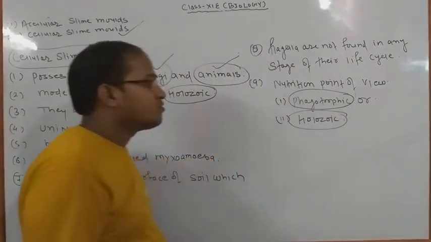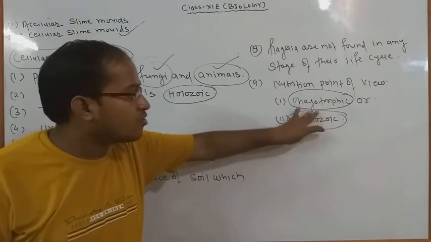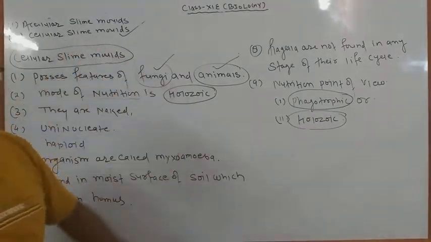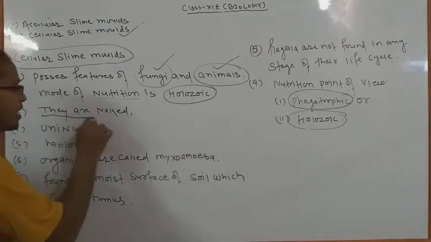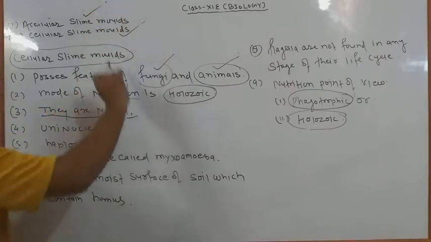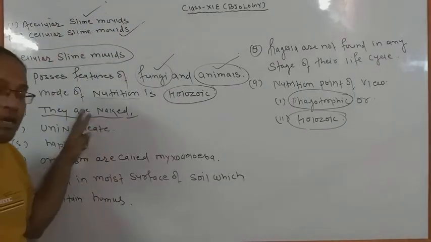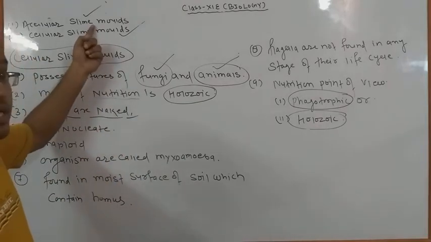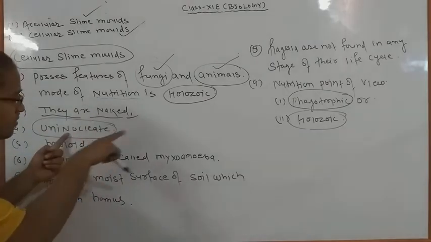I have already told you, by watching my previous video, about the phagotrophic and holozoic mode of nutrition which takes place in cellular slime molds. Now next we have to discuss that they are also naked, in comparison to acellular slime molds. Cellular slime molds are also naked, and they are also naked. But the major difference is that one is multinucleate and the other is uninucleate. Uni means one, nucleate means nucleus.